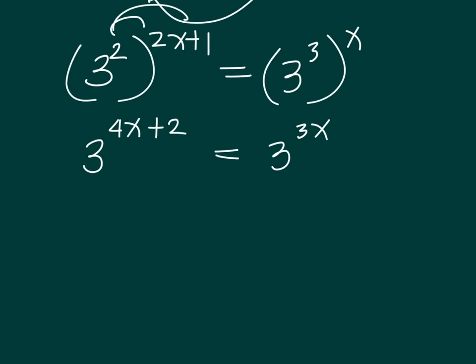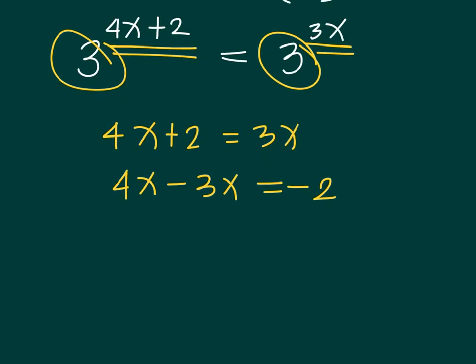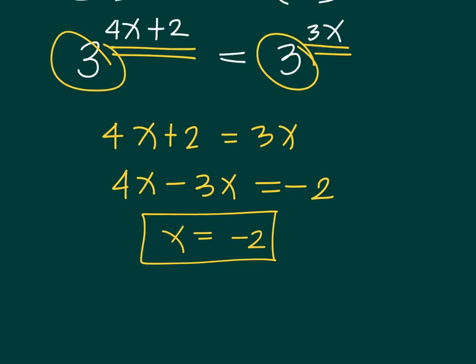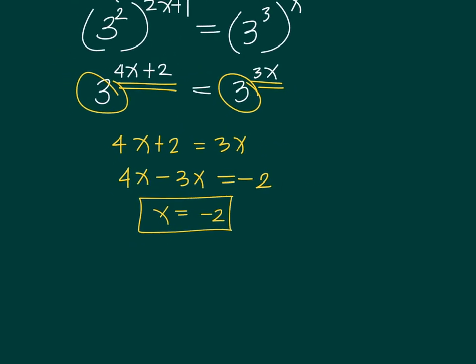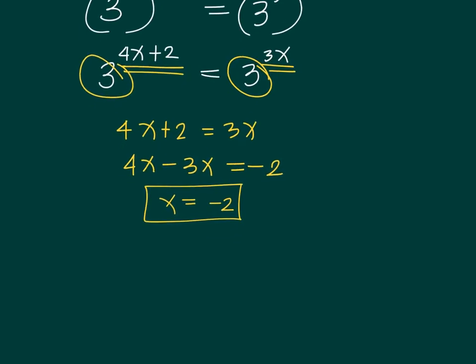And from here, we can see that the bases 3 and 3 are equal. Therefore, 4x plus 2 must be equal to 3x, and then you just continue working on this equation. This will become 4x minus 3x equals negative 2, and this will give us x equals negative 2, and this is the answer.